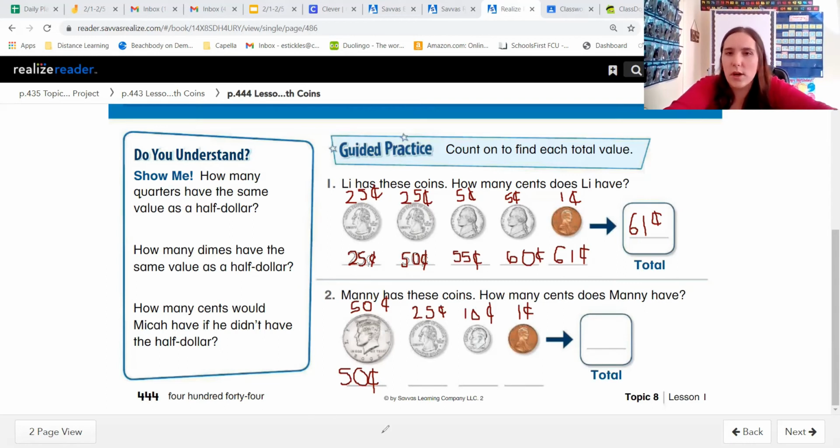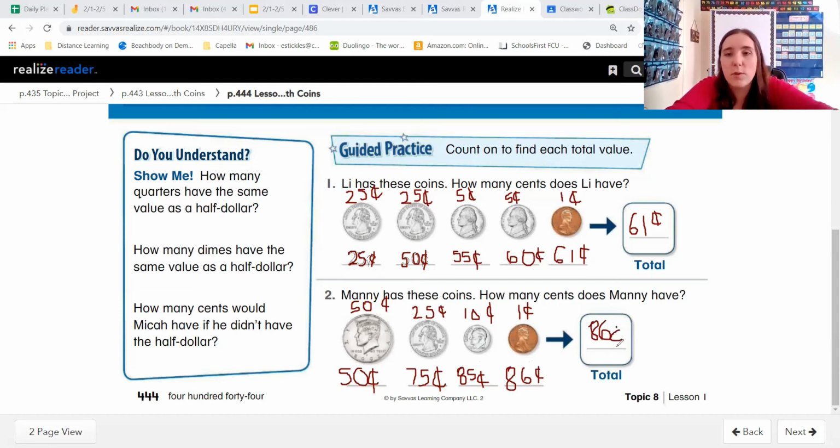So let's add them up. We started at 50 cents, and now we're adding 25 more cents. What does that equal? Well, 50 plus 20 would be 70, plus 5 more would be 75. So 75 cents. And what's 10 more cents? 85 cents. And then if I have 1 penny, how much more am I adding? Just 1 cent. So what's 85 plus 1 more cent? 86 cents. So our total that we're going to write in our box over here is 86 cents.